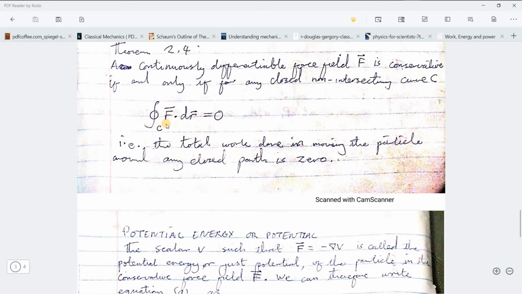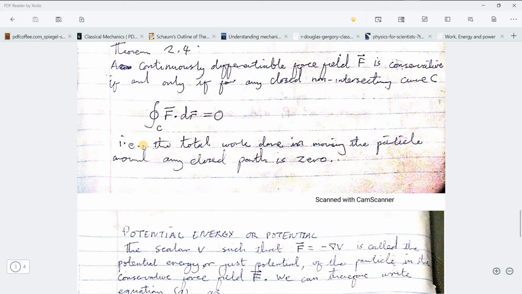So if this force field is taking a particle over a closed curve and you take the dot product with the dr vector, and you get 0, then that force field is conservative. As you can see, this integral is different. It has a circle here. This circle is talking about a closed integral. This is how you represent a closed integral in mathematics. So the closed integral of F dot dr has to be 0 for a conservative force field.